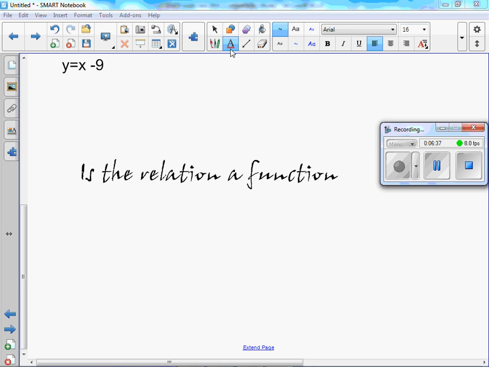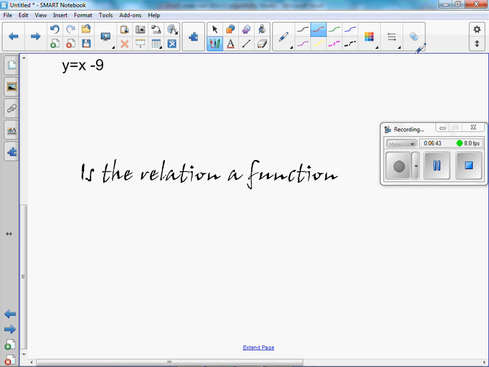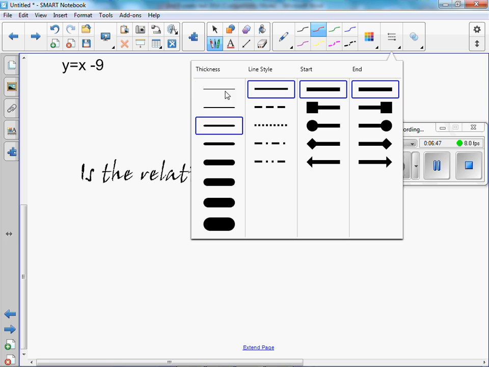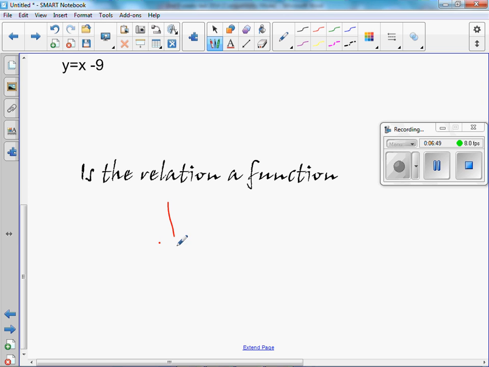Next thing you're going to have to know is whether the relation is a function. So how would you know that? One way is the vertical line test. If you have a graph like this, is this a function? Of course it is, because it passes the vertical line test: it is not going to cross at more than one point.